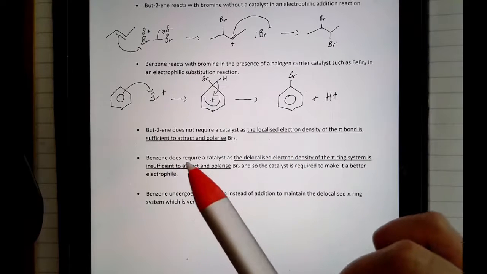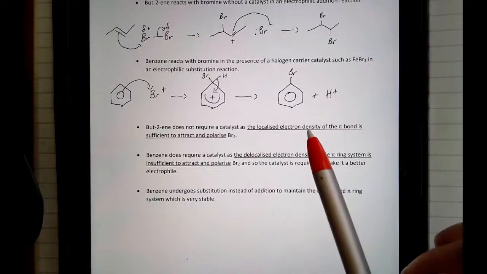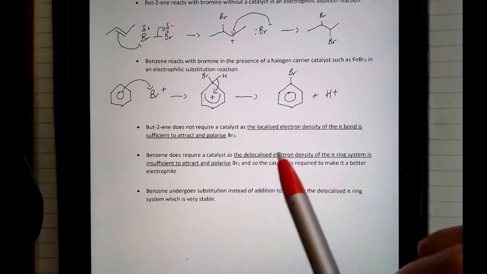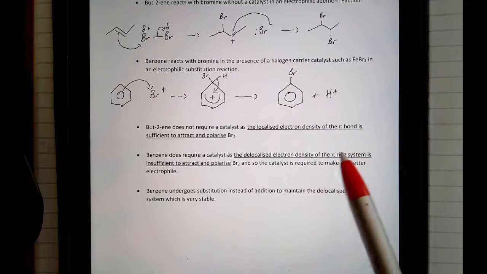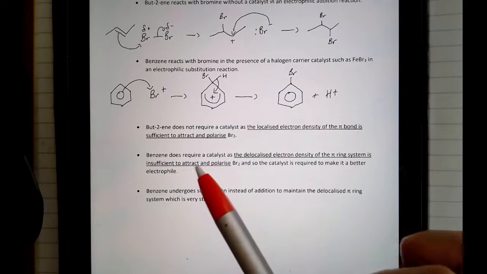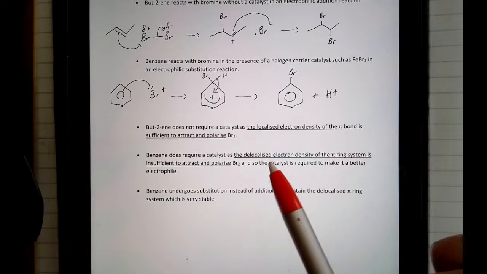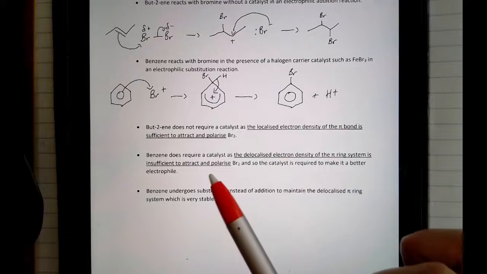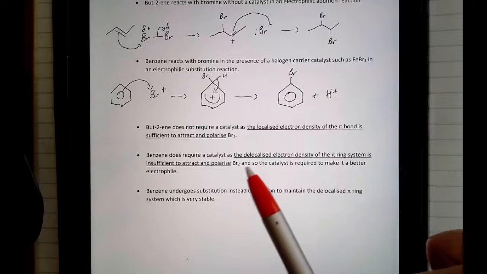And then you're talking about benzene does require a catalyst because you're saying the opposite. Instead of saying localized electron density, you're saying delocalized electron density of the pi ring system. So basically the electrons are more spread out. Because they're more spread out, they're less effective at attracting and polarizing bromine, and that's why you need a catalyst. You use the catalyst to create a better electrophile because benzene isn't capable of doing that.